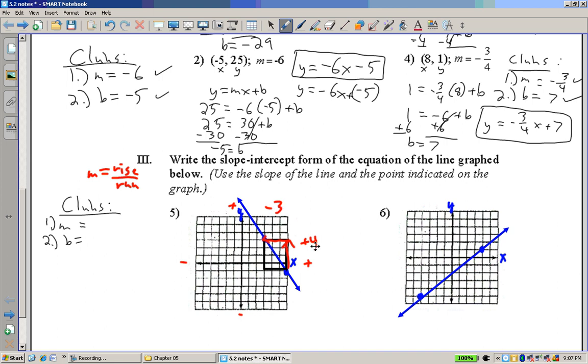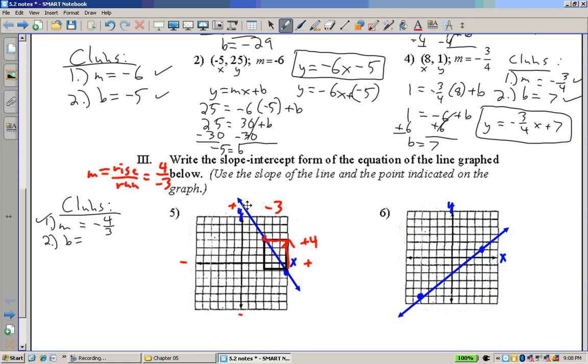Now, is it negative 3 over 4 or 4 over negative 3? Remember, the rise, the vertical component, must go on top. Even though you can choose which way you want to go around this line, it's important that the vertical component goes on top. So positive 4 is my rise. I do not have to put the positive there. And my run is negative 3. So rise over run, we have negative 4/3. So the first clue is done.